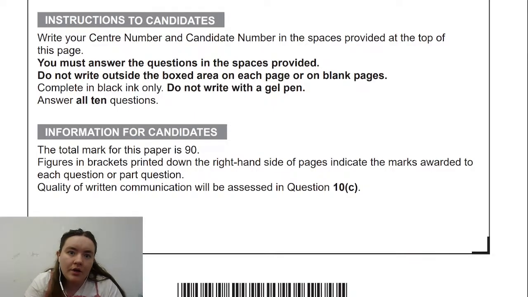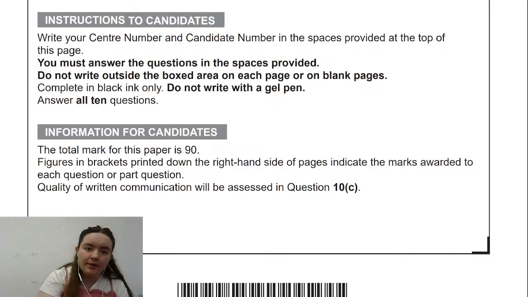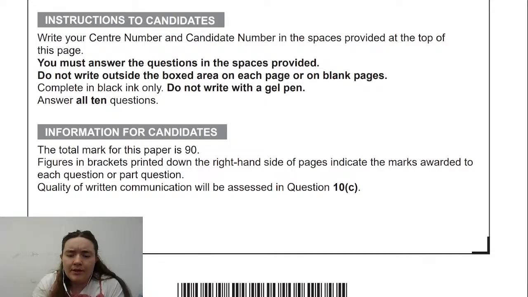So we have got write your centre and candidate number. You'll be given those before every single GCSE exam. There's nothing too surprising or out of the blue there. I've also said you must write your answer in the space provided. That is a common mistake that people make and one that I've been seeing a lot more frequently. So we'll go through that if it comes up at all. And it says the usual instruction, don't use gel pen. Total number of marks for this paper is 90.